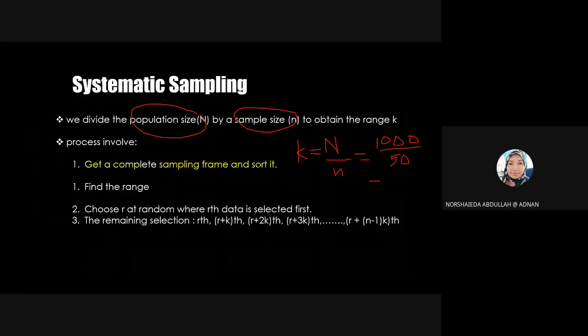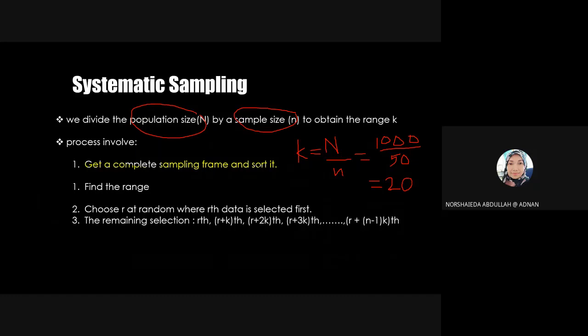So kita dapat berapa? 1000 divided by 50 is 20. Okay, so kita dapat 20, the range lah. Okay, K tu is the range. Range dia 20.